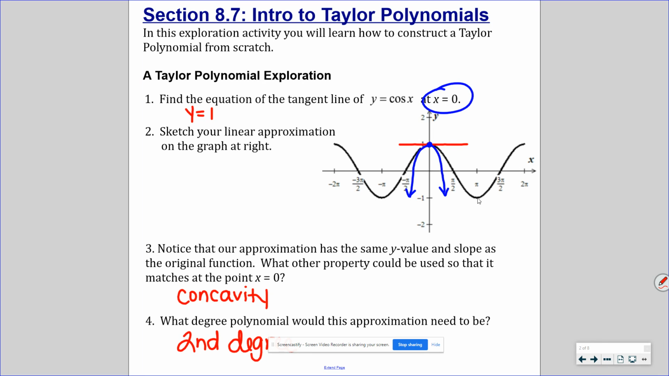I could do this same thing to find an approximation over here if I wanted to, but then I would have to plug pi in everywhere I see an x in order to get that value. So it's a little bit more work. That's why we're kind of just sticking with 0 right now.